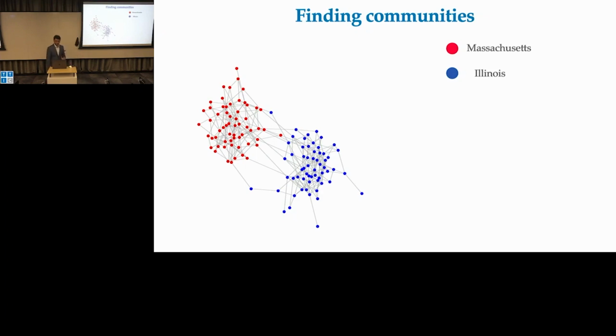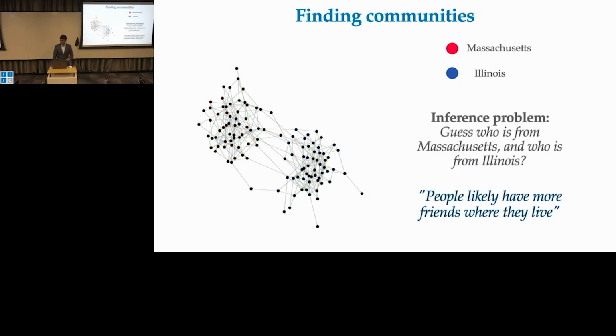Let's say there's a bunch of people. A bunch of these people are from Massachusetts, like the ones labeled blue, and a bunch of people are from Illinois. And you know who is friends with whom. But now you're given this graph, and you're supposed to guess who is from Massachusetts and who is from Illinois. And this is not just any arbitrary graph. You have some prior on what its structure looks like. For example, you know that people are likely to have more friends where they live.